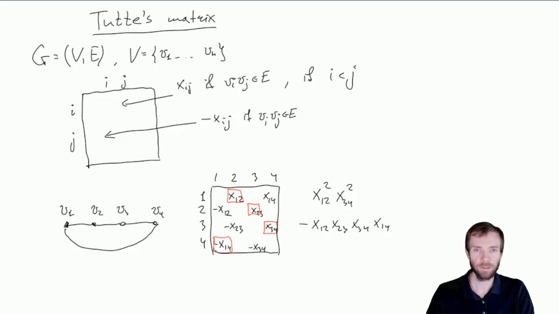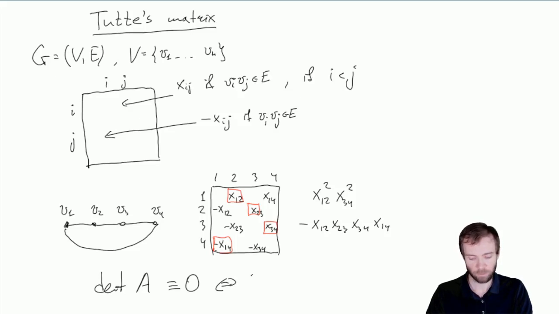But it turns out that although now each term cannot be in one-to-one correspondence with a matching in our graph, still the same proposition can be proved. The determinant of the Tutte matrix, which we again will denote by A, is identically 0 if and only if there does not exist a perfect matching in G. And we shall now prove it.